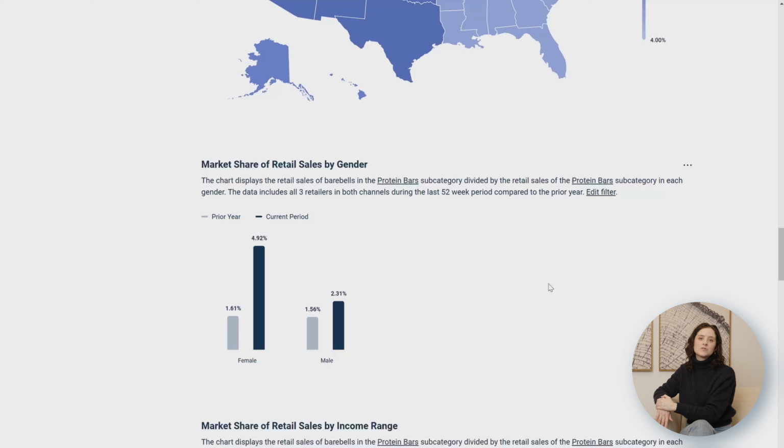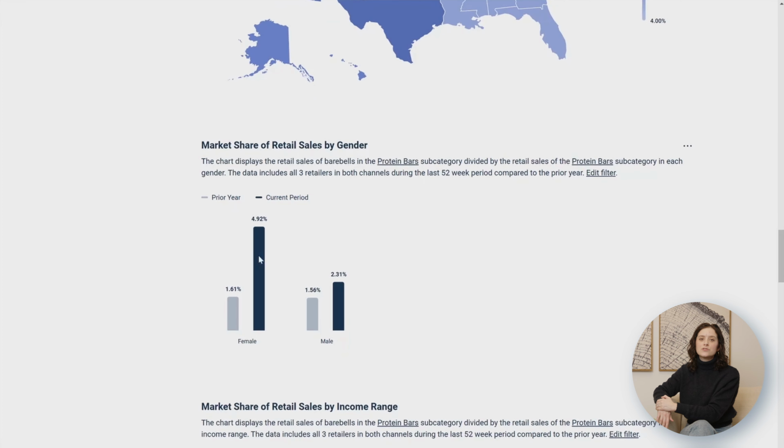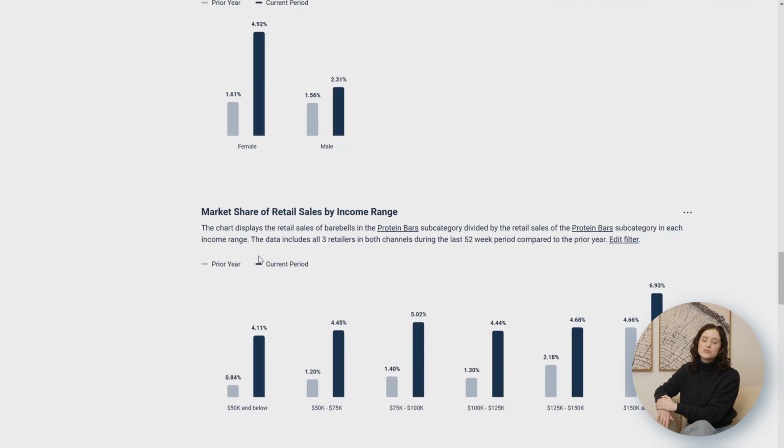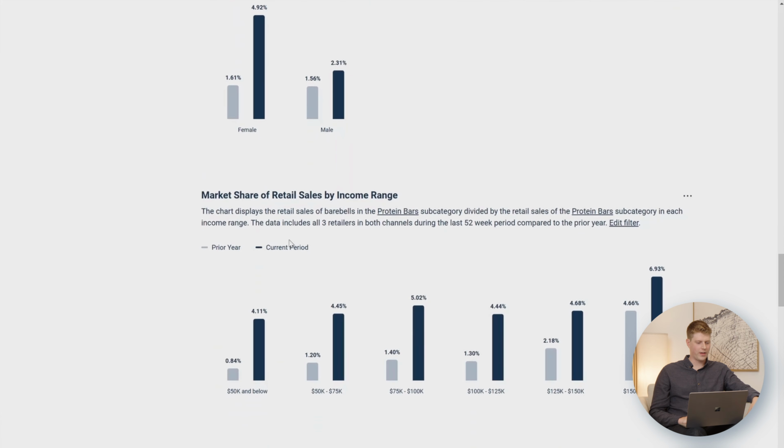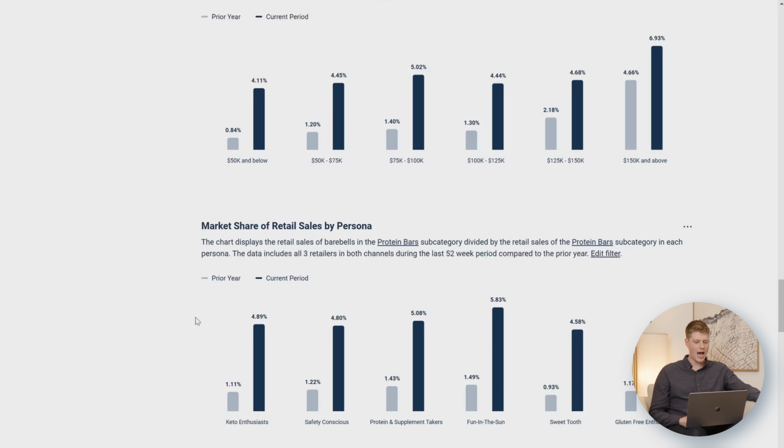We can look at sales by gender. Bearbells primarily has a female audience purchasing their products. And if we scroll down further, we can see that these shoppers generally have a higher income. So we've got primarily female shoppers, higher income, and from a persona perspective, I actually see that the number one persona type here is fun in the sun, which is something that I like to have as well. And that corresponds to the high concentration of shoppers in the Southwest region.